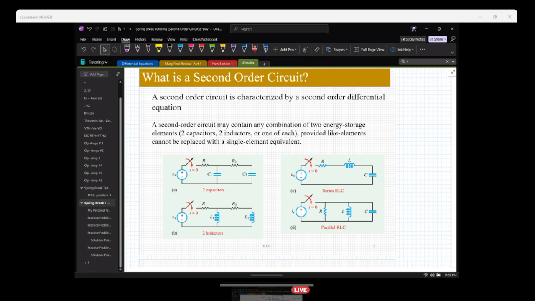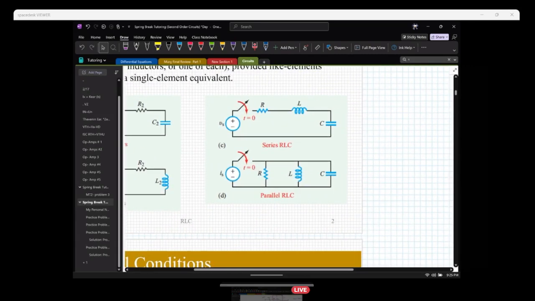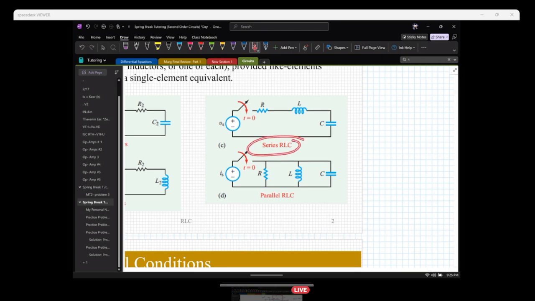That's all this slide is saying. But also, maybe one more thing. When you're taught this, you're taught there are two different configurations. You have the series RLC, where the capacitor, the inductor and the resistor are in series, or you have the parallel RLC, where everything's in parallel. That would change the way you use your equations.